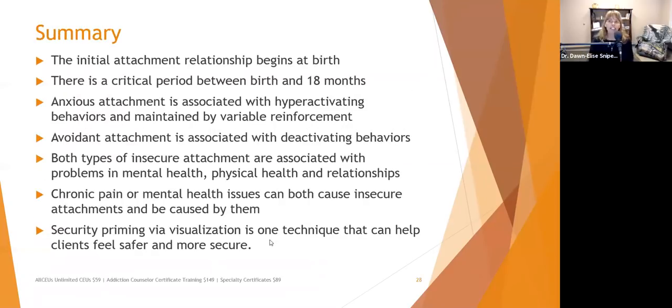The initial attachment relationship begins at birth. There's a critical period between birth and 18 months for that attachment relationship to form. Anxious attachment is associated with hyperactivating behaviors and maintained by variable reinforcement. Avoidant attachment is associated with deactivating behaviors. Both types of insecure attachment are associated with problems in mental health, physical health, and relationships. Chronic pain or mental health issues can both cause insecure attachments and be caused by them. And security priming via visualization is one technique that can help clients feel safer and more secure.